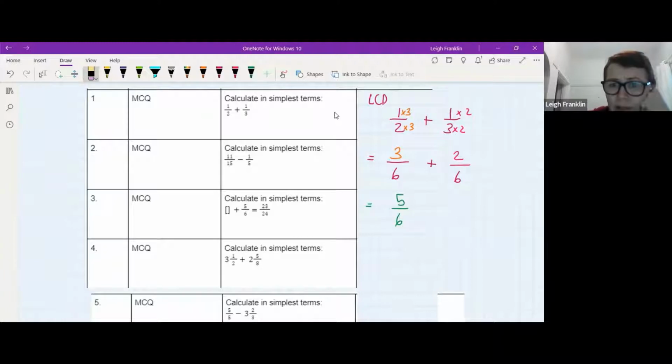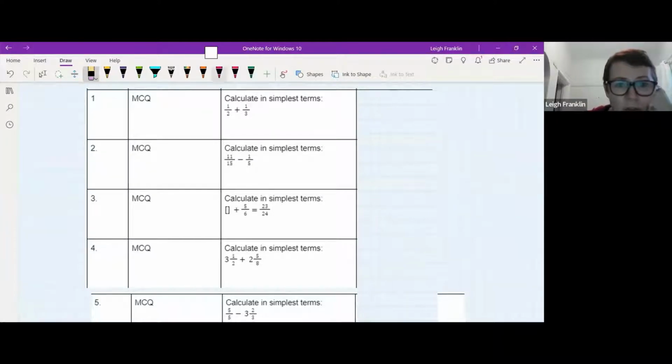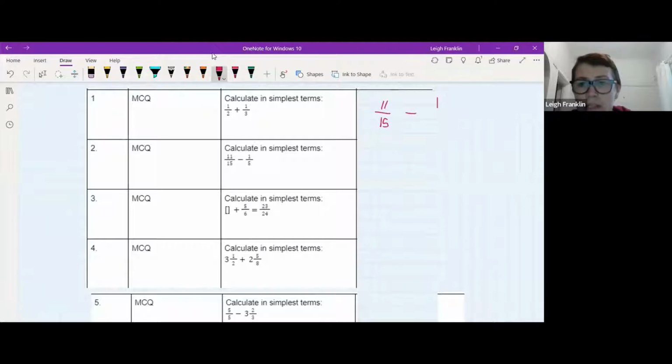So that was question number 1, and that is something that just about everybody should have been able to do, because it wasn't actually a difficult question. Hopefully everybody that did try the quiz was able to do that question. Then the next one, here we've got 11 out of 15, and we are subtracting 1 out of 5. So again, we are subtracting. What do we need when we subtract fractions?